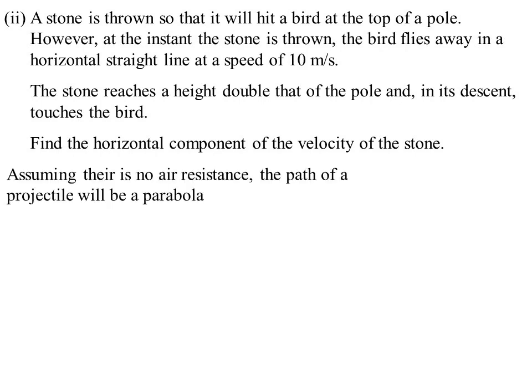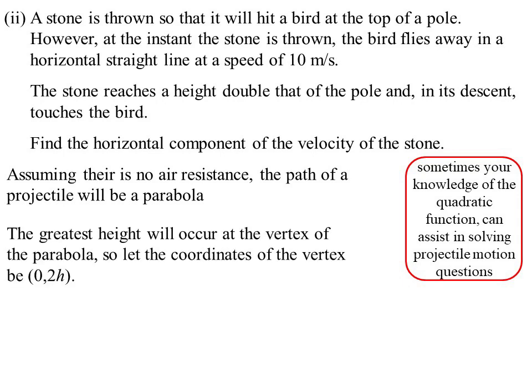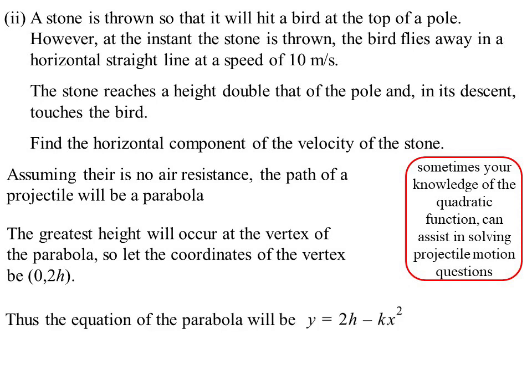Well, assuming there is no air resistance, we know the path of the projectile will be a parabola. And this, again, I'm not going to use calculus. Sometimes your knowledge of the quadratic function can assist in solving projectile motion questions. We know the greatest height will occur at the vertex of the parabola. So I'm going to let the coordinates of the vertex be (0, 2h), double the height of the pole. Thus, I know the equation of my parabola must be y = 2h - kx².